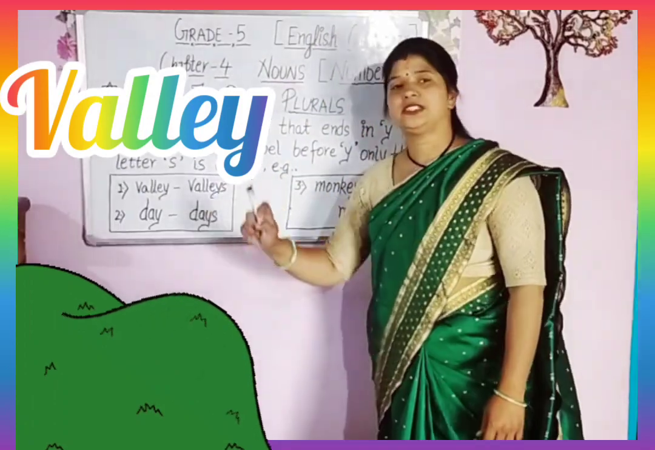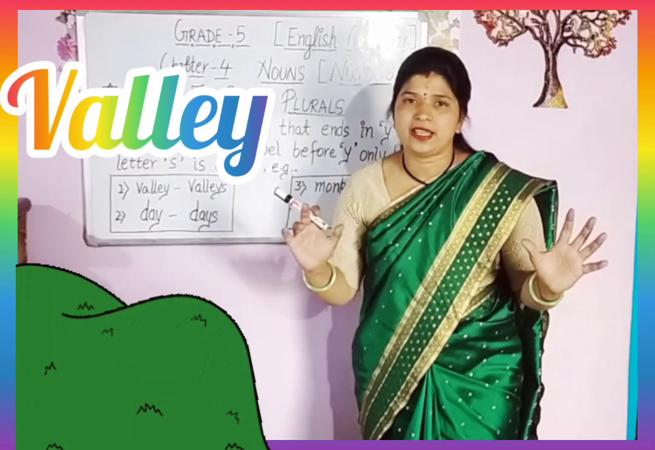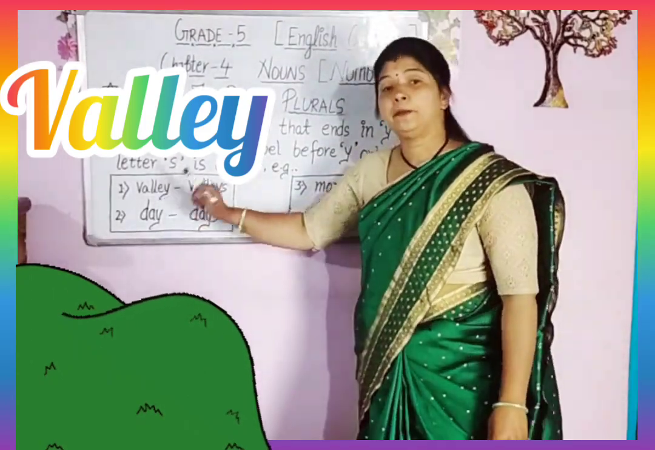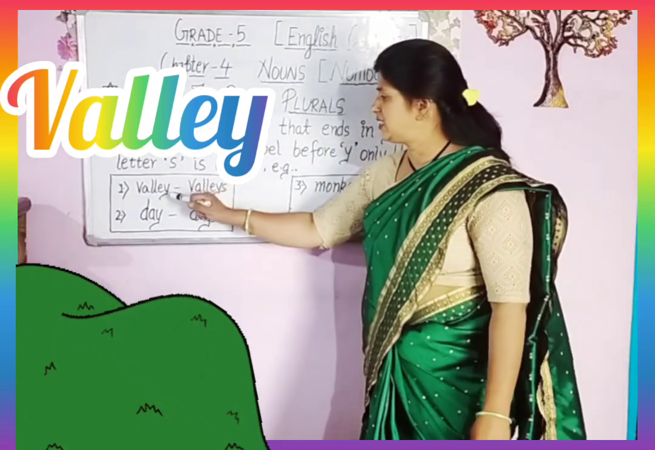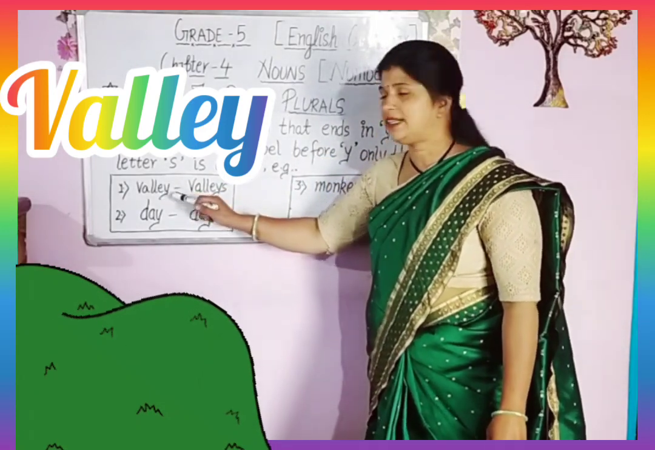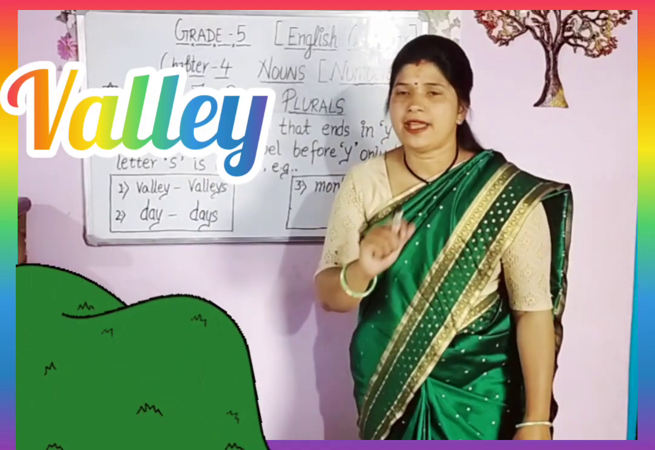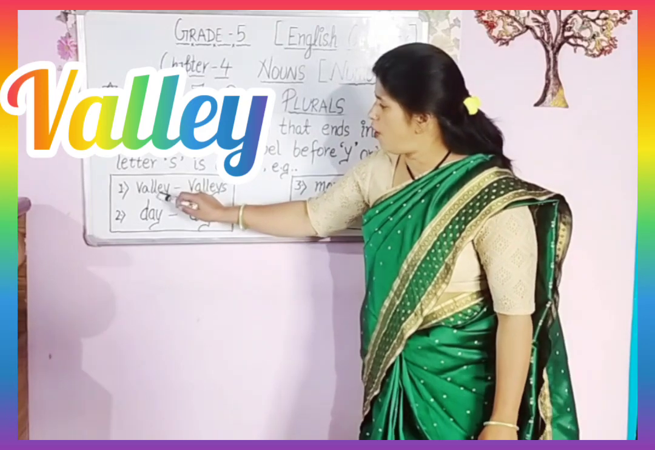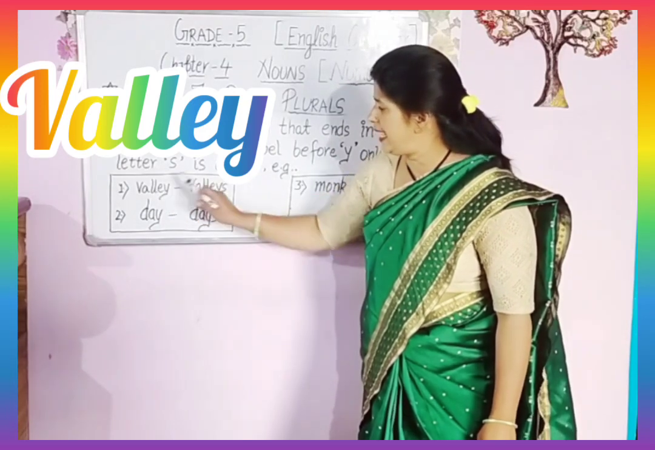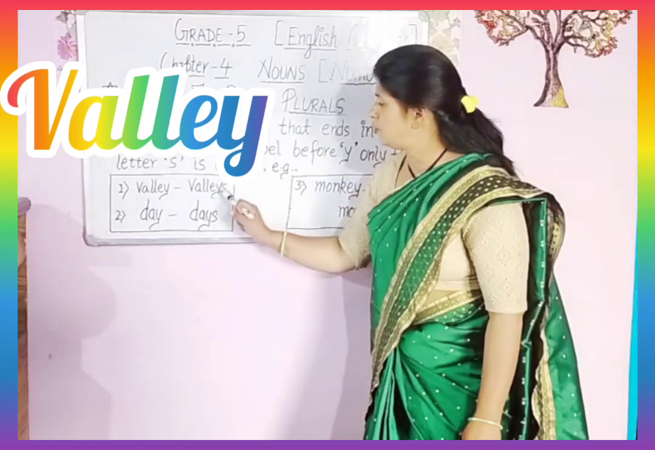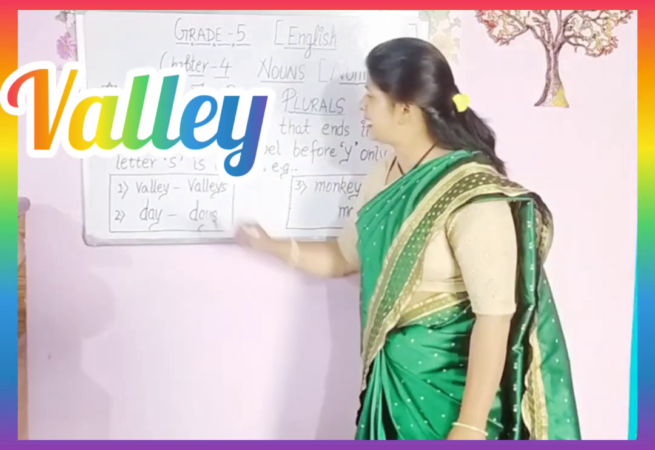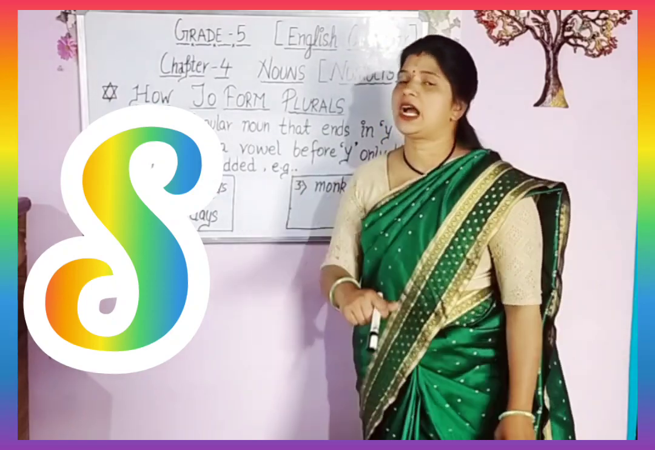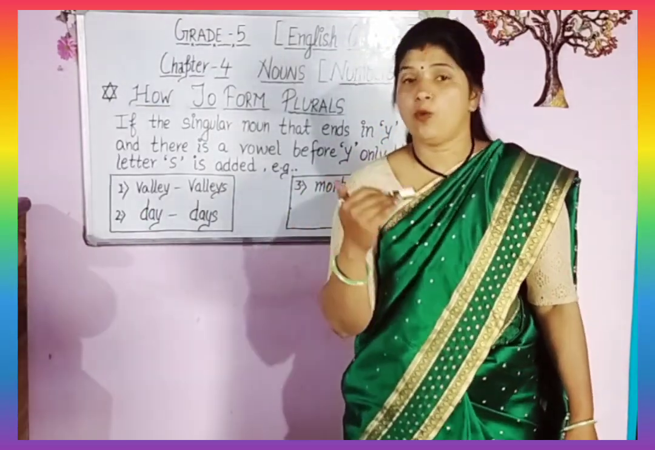Here the term is valley, V-A-L-L-E-Y. In this, Y is there at the end, and right before Y there is a vowel. So if there is a vowel before Y, what will we do to convert into plural form? We will simply add S, so it will become valleys.